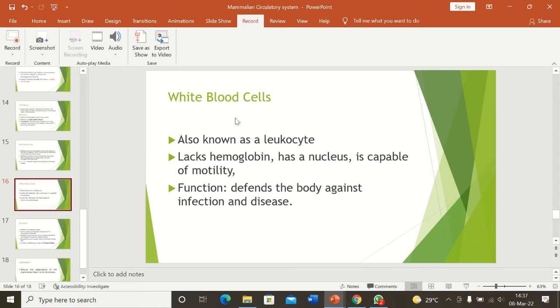Let's look at the white blood cells, which are also called the leukocytes. They lack hemoglobin, they have a nucleus and are capable of motility. They function to defend the body against infections and diseases.